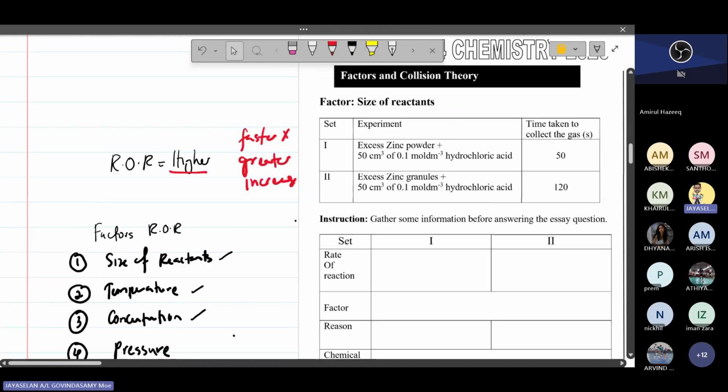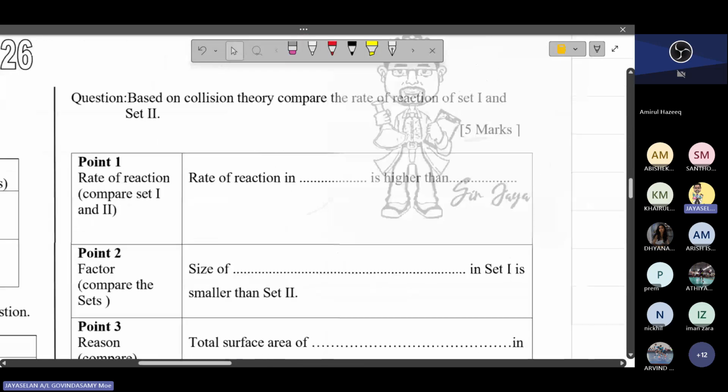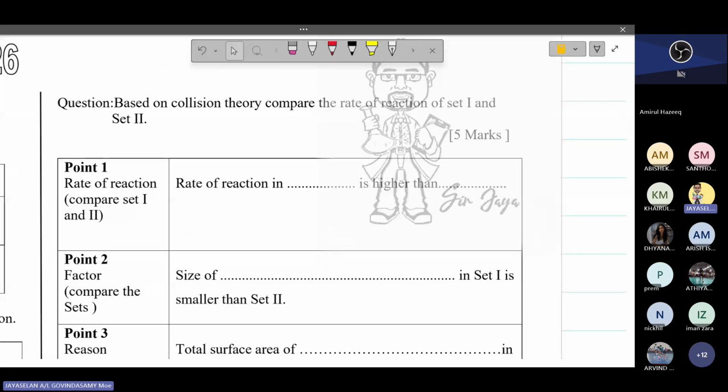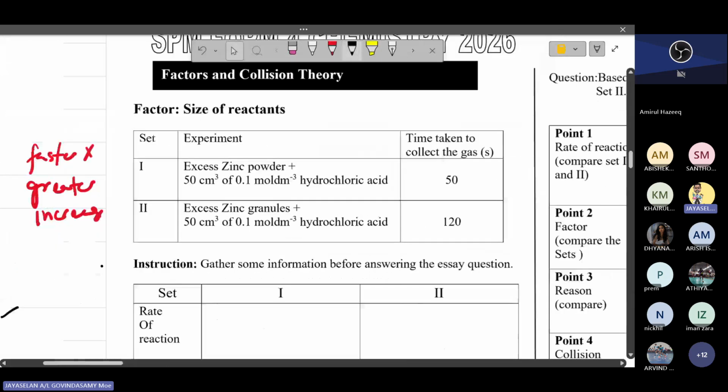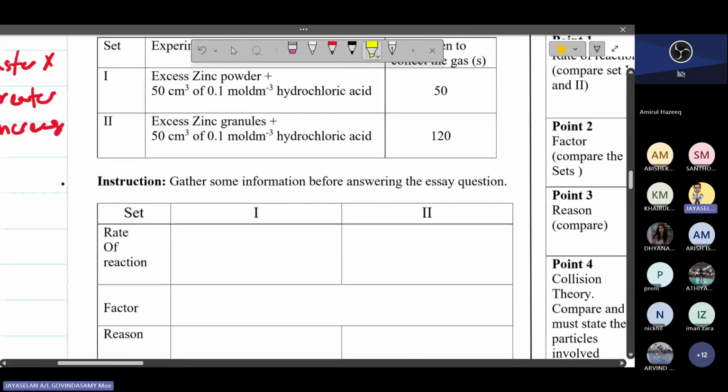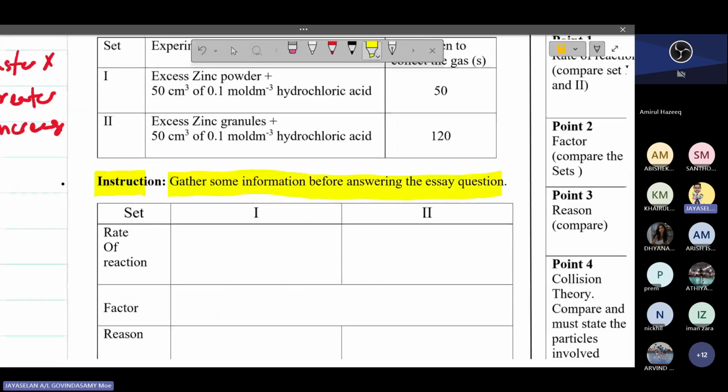Now I do the first question. This is the question. Based on collision theory, compare the rate of reaction of set 1 and set 2. How many marks are given? 5 marks, 5 points. How to make the points? We look at the question. After the question, please do this. Instruction: gather some information before you answer the essay question. You must get the information. So I use set 1, set 2.